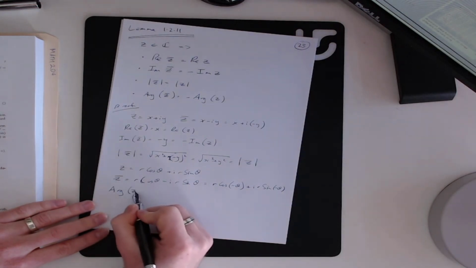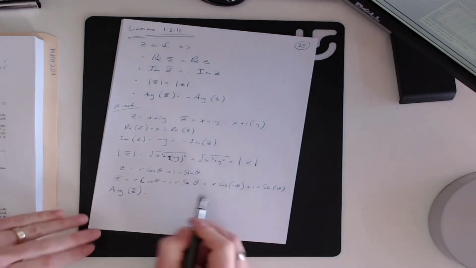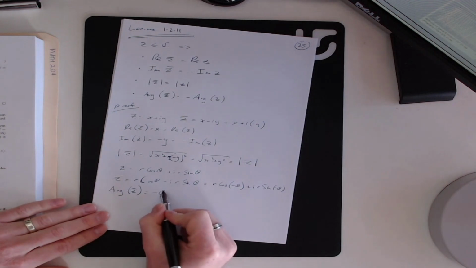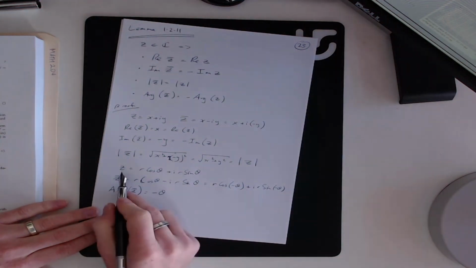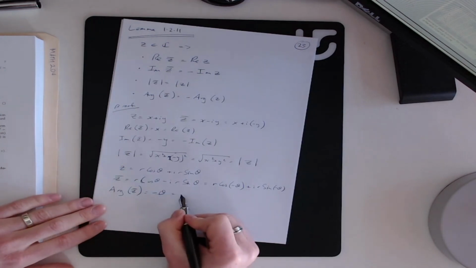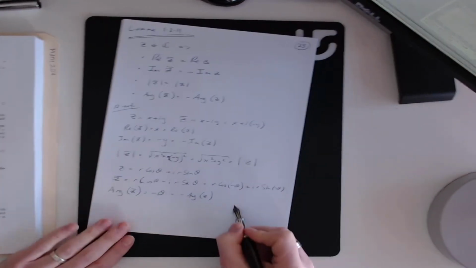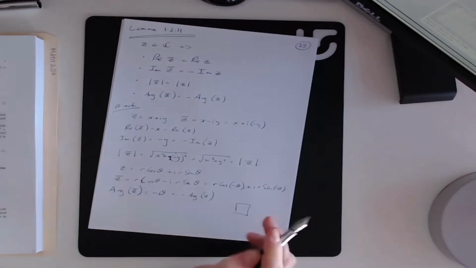The argument of z bar, well, if we say minus theta, if we write out z so that theta is equal to the argument of z, then this is equal to minus the argument of z. So there's a little bit more work that I'm not talking about that much in there, but yeah.